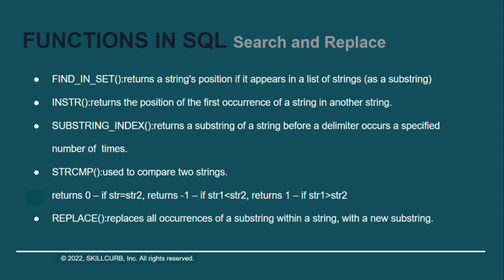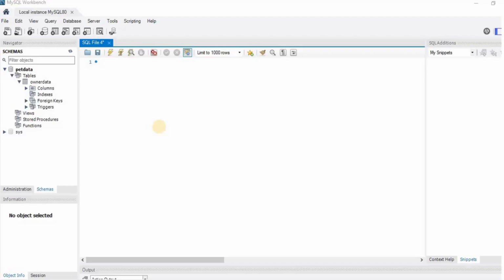Some of the functions that are used in SQL to search and replace strings are FIND_IN_SET, INSTR, SUBSTRING_INDEX, string comparison, and the REPLACE function. Now let's see how these functions actually work.